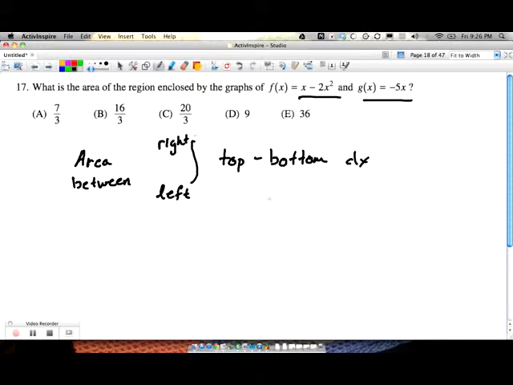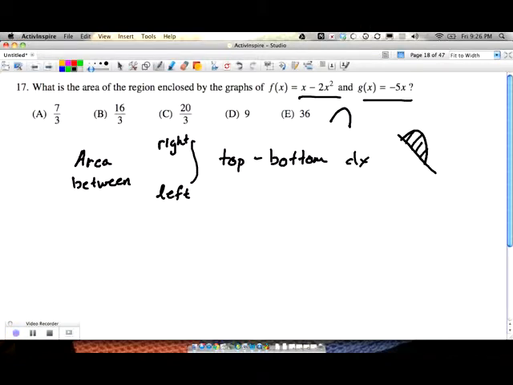Oh, we know what the top and bottom is if we're looking at these. This negative 5x, that's going to be a function like this. And x squared minus 2x minus 2x squared, that's a negative parabola. So that means the only way that these two could enclose a space is if the negative parabola is on top. Otherwise, it'd be an infinite space in between them.